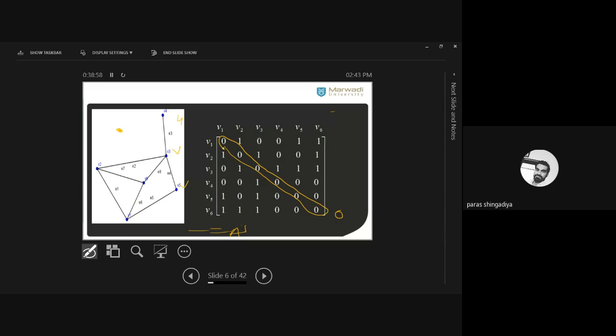The degree of V5 is 2. So how many ones appear in the fifth row? That is 2. And the degree of V6 is 3 from the graph. So how many ones appear in the last row? That is 3 times. Clear? That will be the same for column as well as row. Okay? You can easily verify.